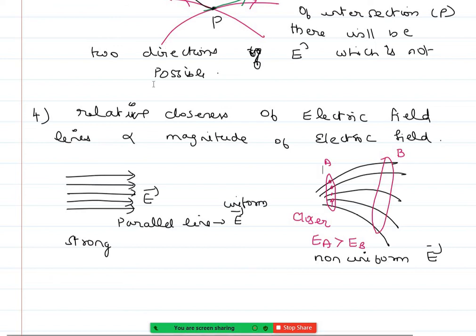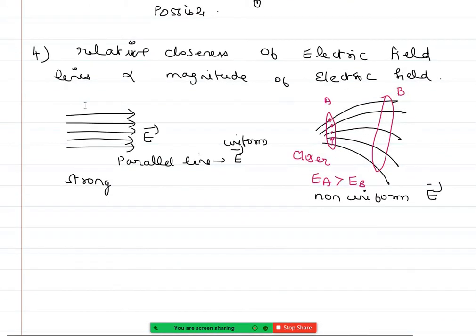So next point. Any other point did I miss? The electric field lines do not form closed loops. Electric field lines.